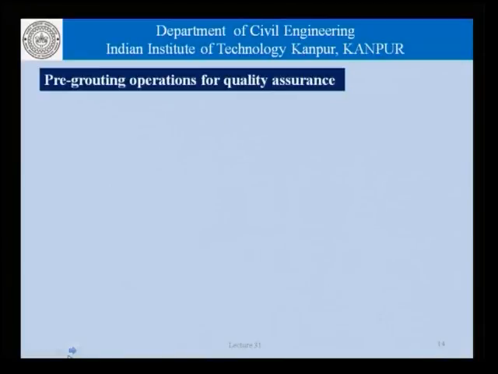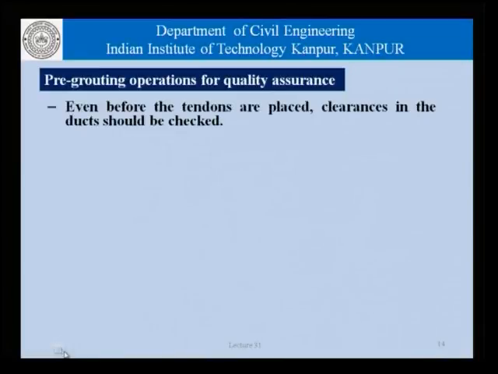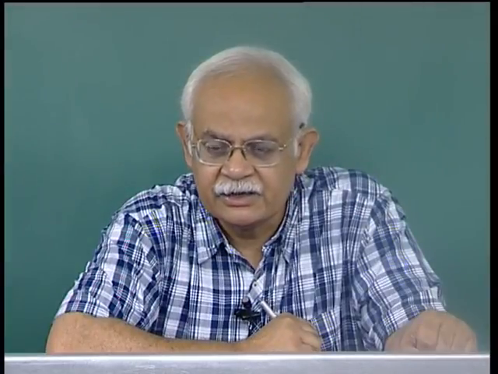As far as pre-grouting operations for quality assurance of the whole program is concerned, even before the tendons are placed, what happens is that if we have a concrete beam and we have this duct where we want to place the pre-stressing tendons later on, at the time of casting the concrete here, vibrating it and all that kind of process, these ducts may get deformed, and if these ducts deform during the concreting process, it will become difficult for the tendons to be placed, and this is the kind of check which is being done here. That is, even before the tendons are placed, clearance in the duct should be checked. It should be ensured that the tendons can be easily placed in the duct.